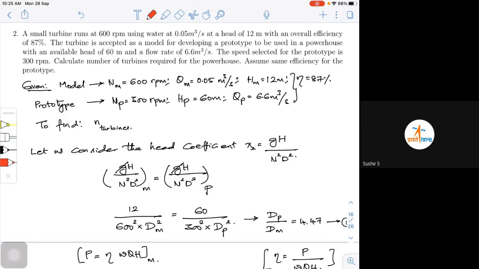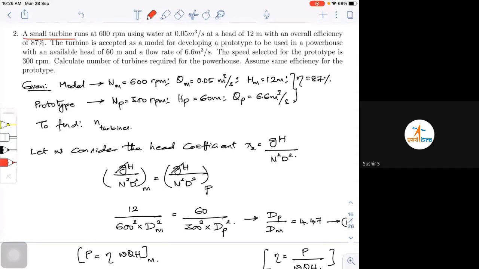Now, when I'm dealing with a pump or a compressor or a fan, I'll go with two non-dimensional coefficients: one is the discharge coefficient, the other one is the head coefficient. When I'm dealing with a turbine, I'll go with the power coefficient and the head coefficient. So for a turbine it is power and head coefficient, and for a compressor or a pump, or power absorbing machines, it is discharge and head coefficient. Now let us look at this kind of problem, which is for a turbine. As soon as it's a turbine, the two things that come to our mind are the power coefficient and the head coefficient.